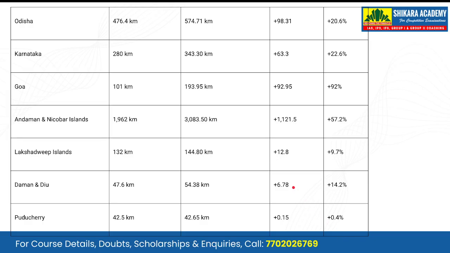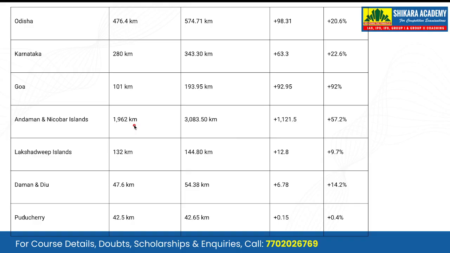Now coming back to the remaining states, Odisha previously 476 kilometers, now 574 kilometers, 98 kilometers was added with this 20%. Karnataka 280 kilometers in the previous data, now updated data is 343 kilometers, 63 kilometers was added and 22% was the addition. Goa 101 kilometers. Look at this Goa, even though it's a small state. Now it has a coastline of 193 kilometers, which is like 92% addition, 92 kilometers addition, 92% also addition.